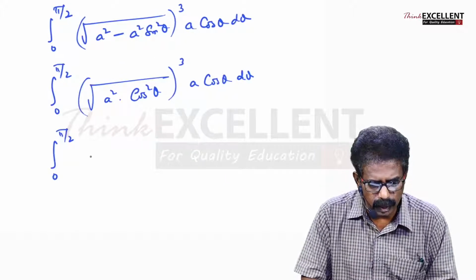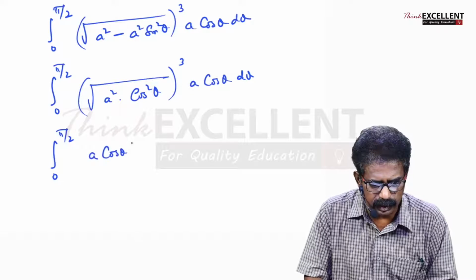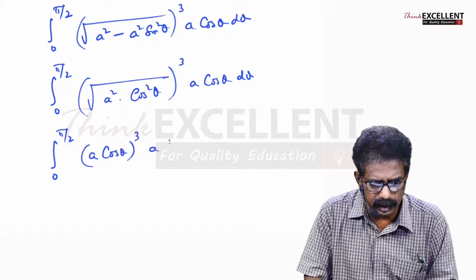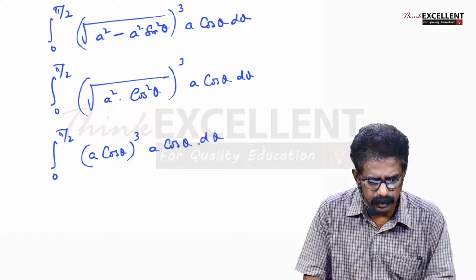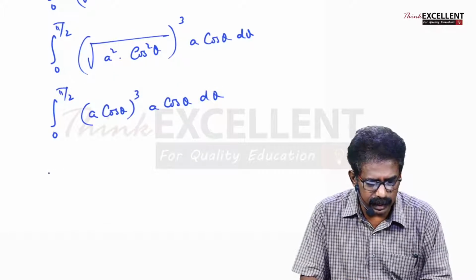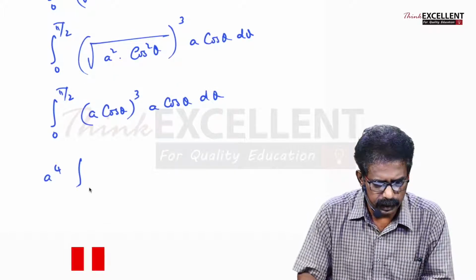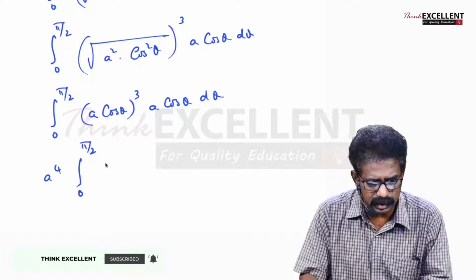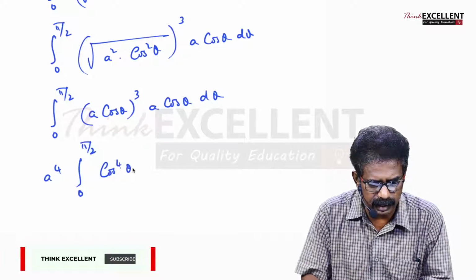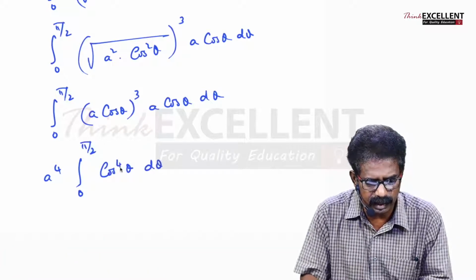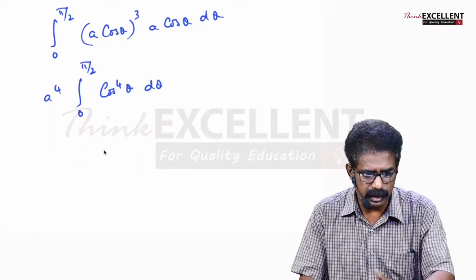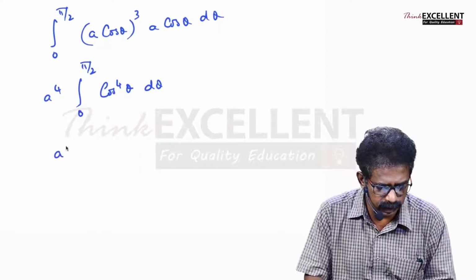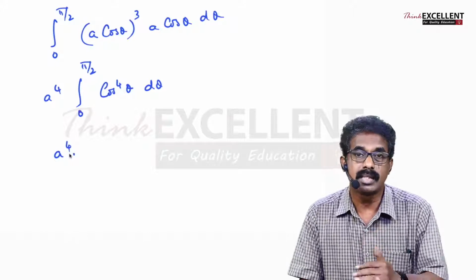When you take the square root, you get a cos theta, the whole cube, into a cos theta d theta. So a cube into a raised to 4 you are getting. So the integral from 0 to pi by 2 of cos cube into cos raised to 4 theta d theta. Once again, reduction formula, the powers, limit 0 to pi by 2. So a raised to 4 into cos raised to 4.